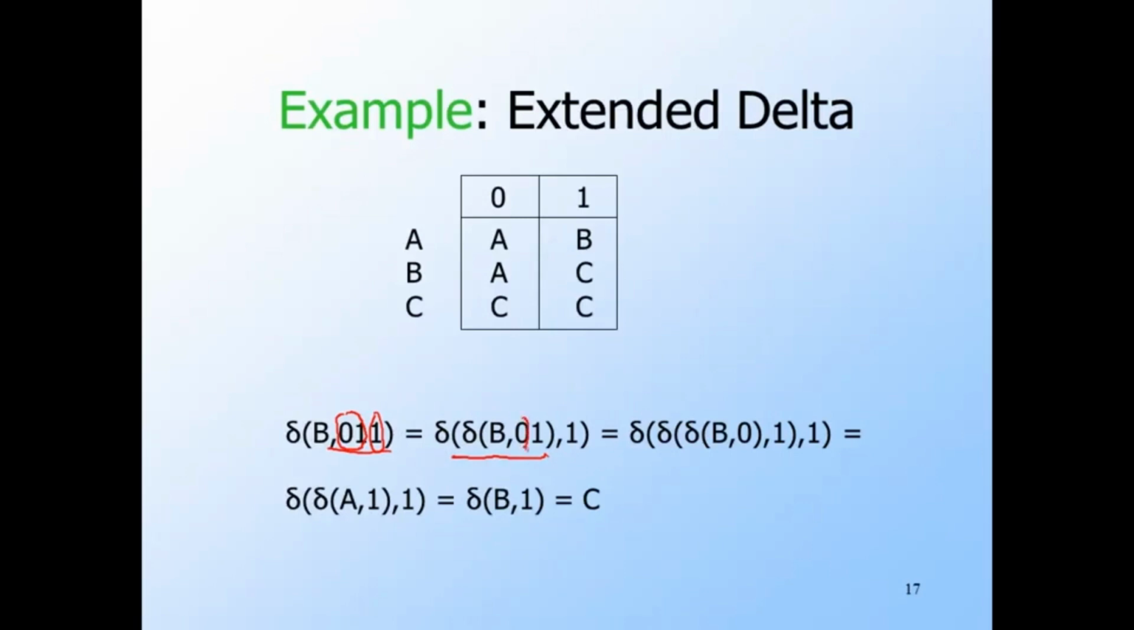Now 0, 1 is broken into a string w that is just the 0 and then an a, which is 1. So we need to compute delta of b and 0 and then see where we get to on input 1. But delta of b and 0 is a, right here. Thus, we can replace delta of b and 0 by the a, and now we have to say, what is the value of delta of a and 1? Well, that's b, so we replace that by the b there. And then finally, delta of b and 1, that's c. So that's our answer. Delta of b and 0, 1, 1 is the state c.